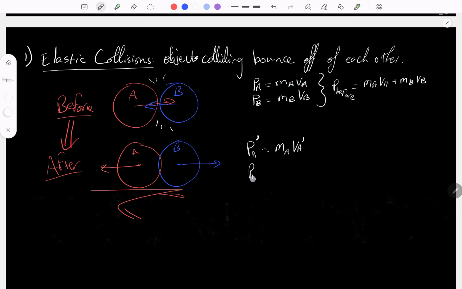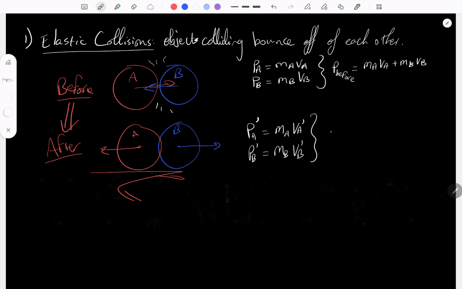Knowing this, we can set up the momentum of B after the collision, which is going to be the same thing, MB V prime B. So now the momentum after the collision is going to be MA V prime A plus MB V prime B. Now if we want to be a little bit more clever, we can remove the before here and say this is just P, and we can remove the after here and say this is P prime. We can definitely do that, and I'm going to keep it like that, in fact.